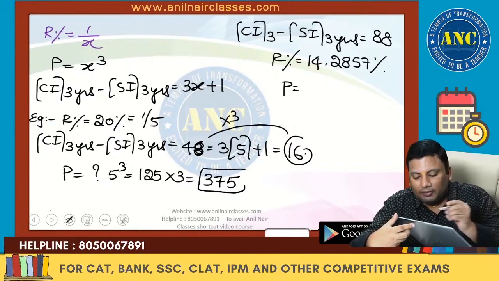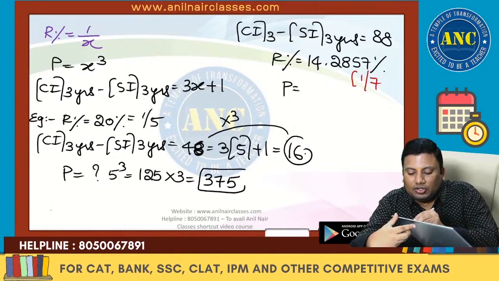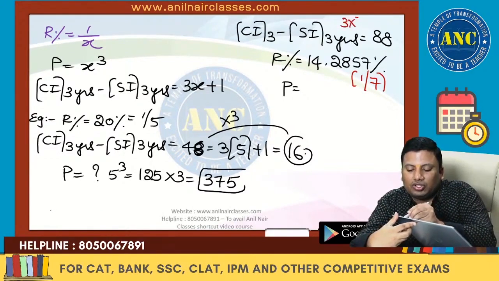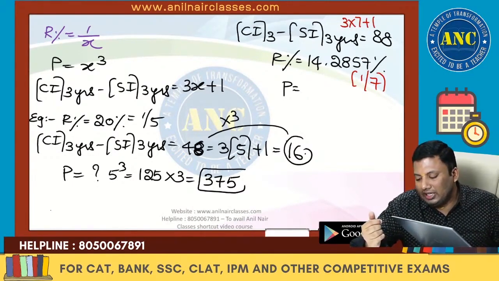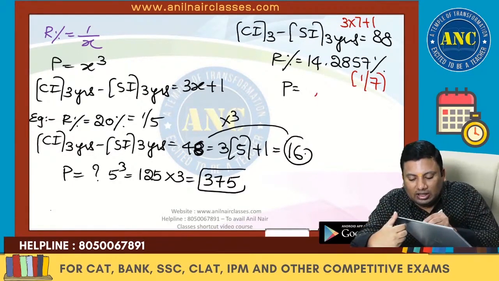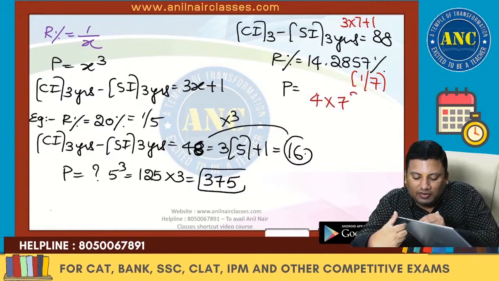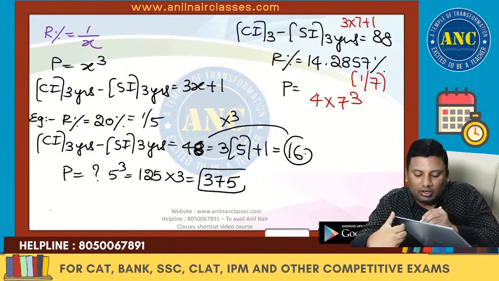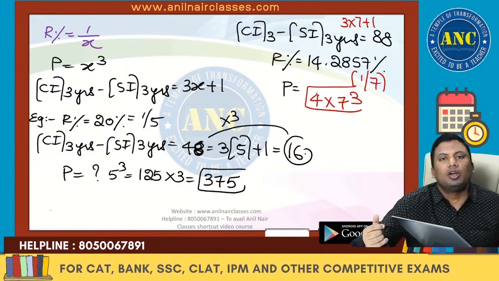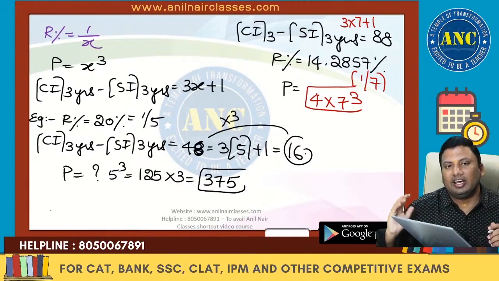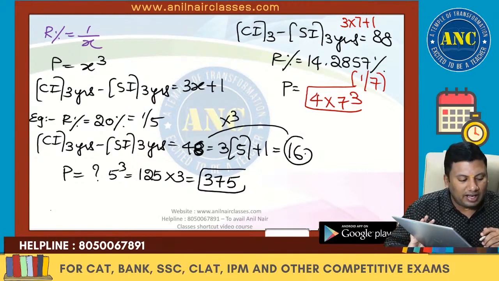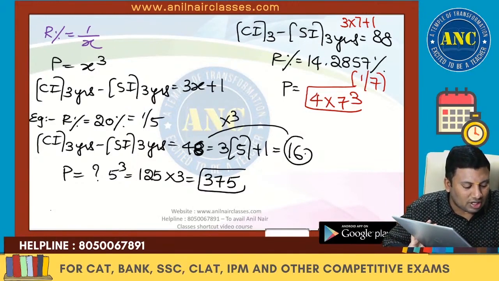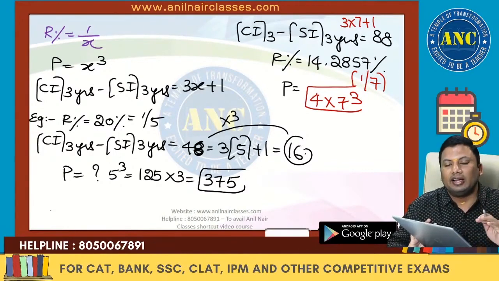14.2857 is nothing but 1 by 7. So this will be 3 into 7 plus 1, 22. 22 became 88, 4 times. So it is nothing but 4 into 7 cube. I hope the idea is clear. You don't need to do first year, second year, third year like that. Once you know the concept, these are all very, very easy questions.